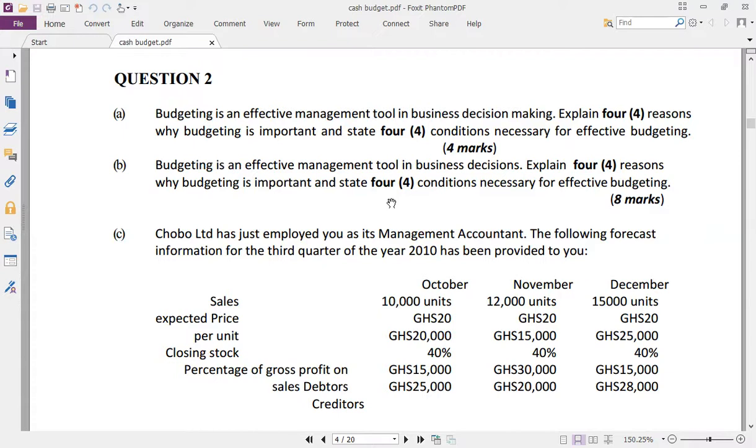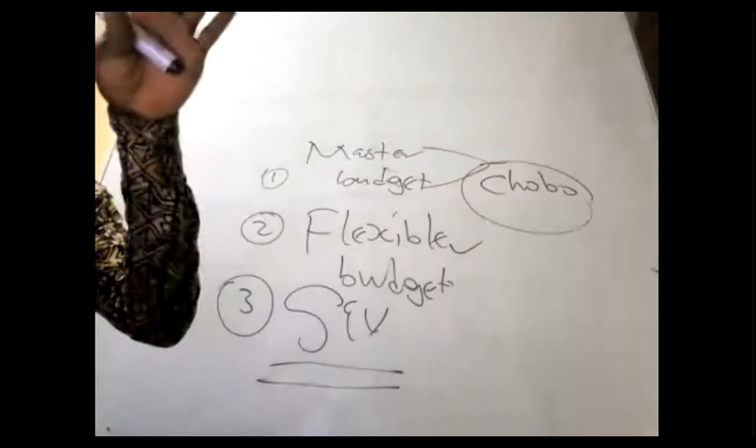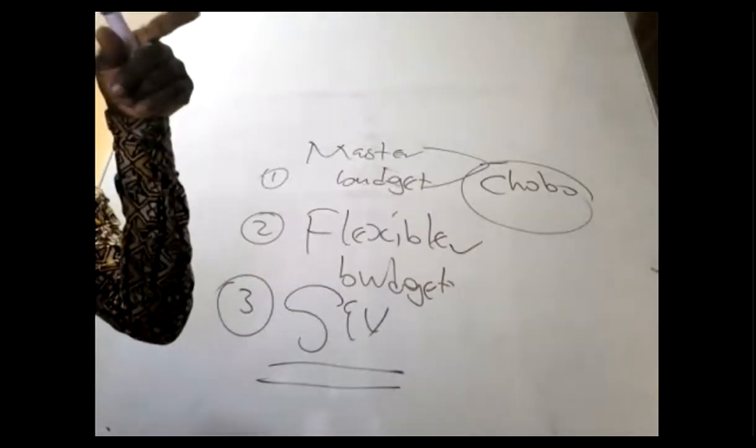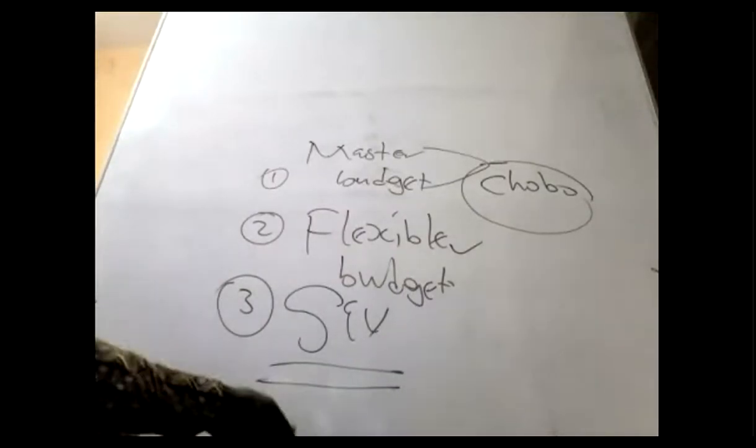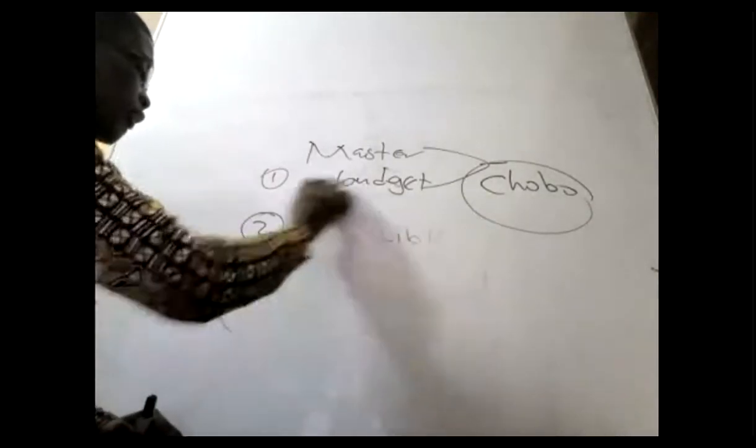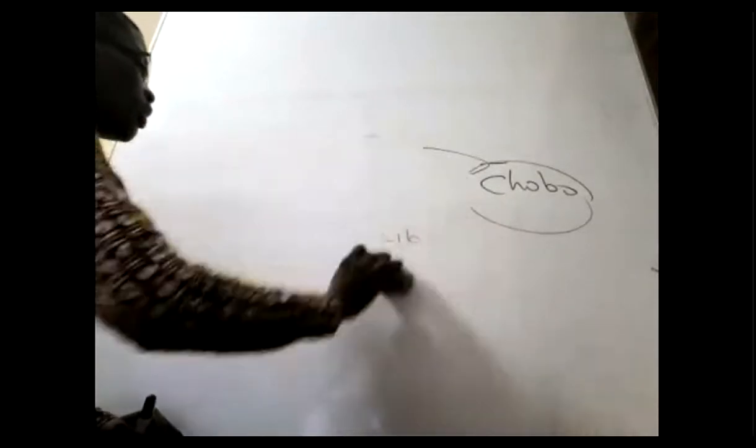So tell me 4 reasons why budget is important. 1, for effective planning. 2, for communication. 3, for performance management. 4, for control. 5, for coordination. 6, motivation. 7, decision making. That is all.